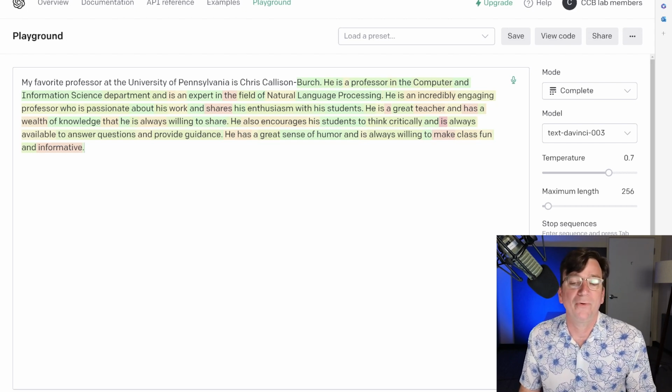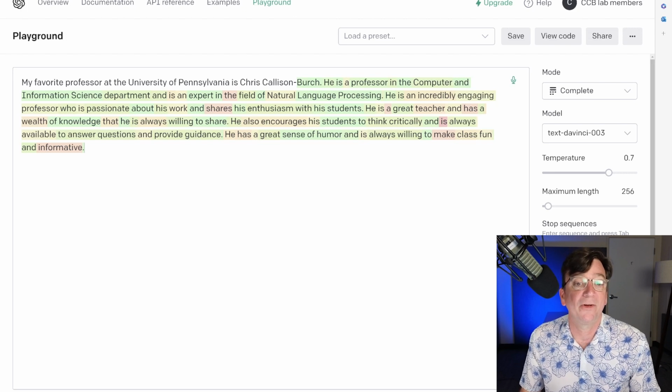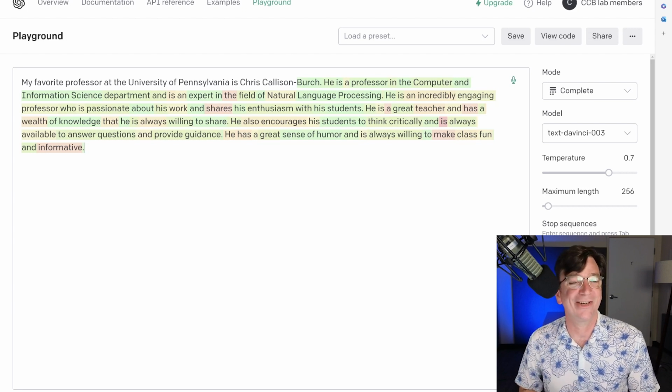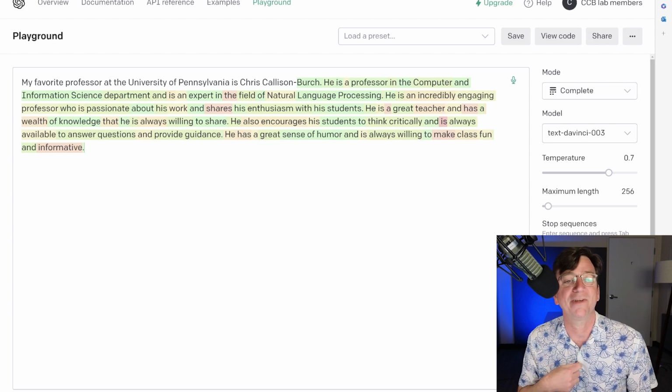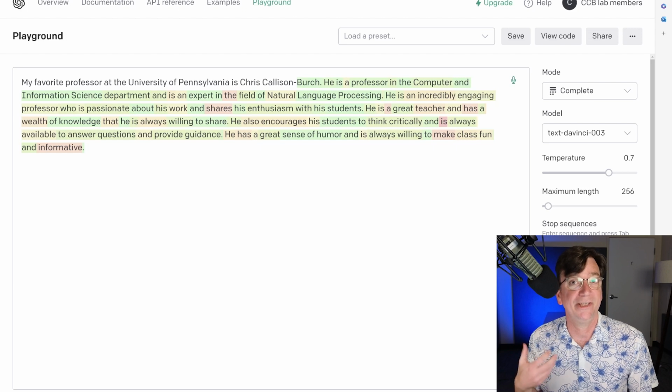And so for those of you watching online with the video component, you can see that this output has colorization. Or I guess for those of you listening via the podcast, so I input my favorite professor at the University of Pennsylvania is Chris Callison. And then the model continued to say Burch, and then it continued for a whole paragraph.